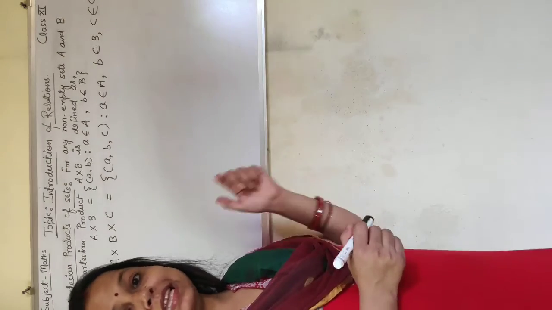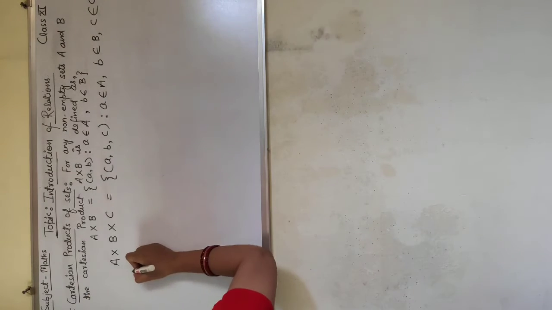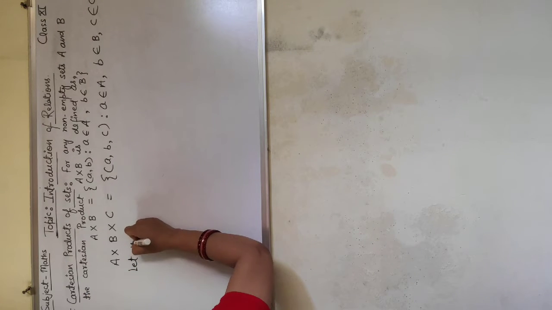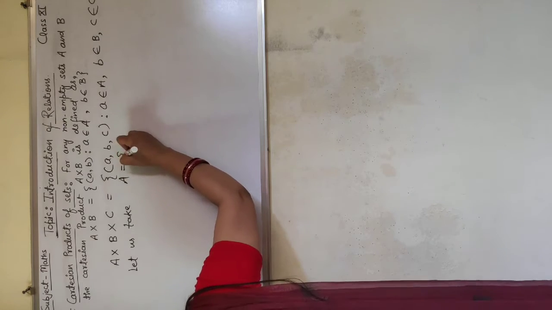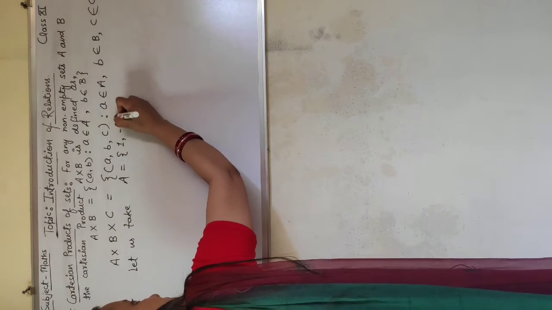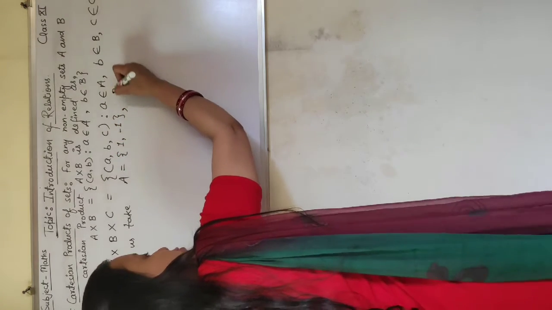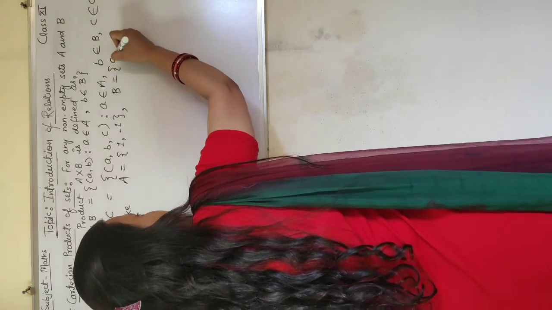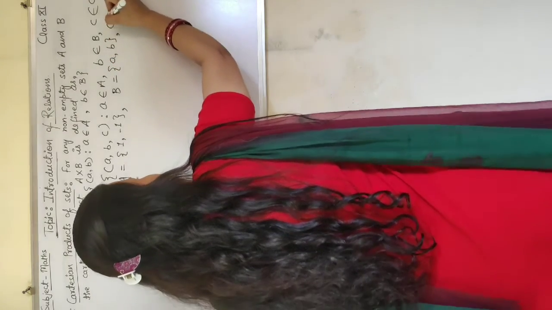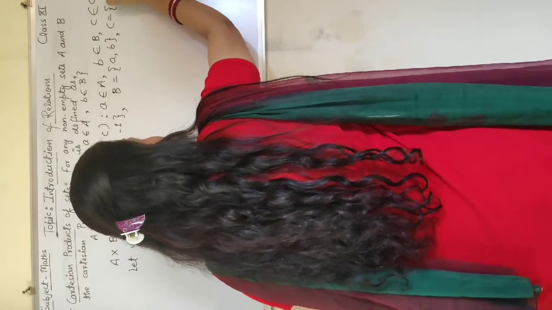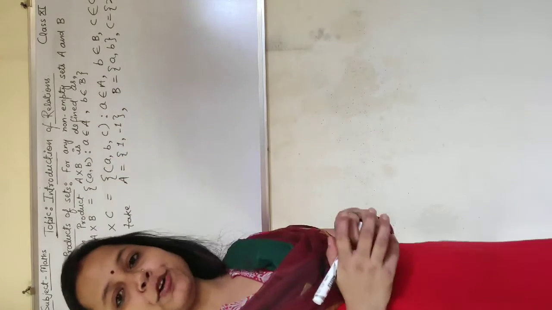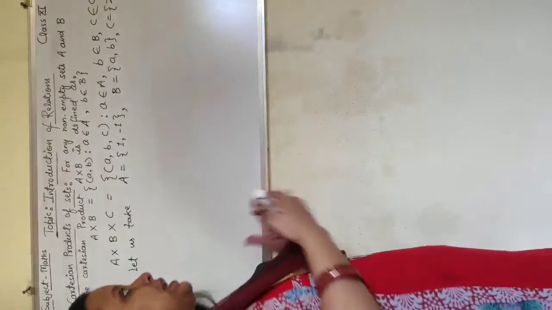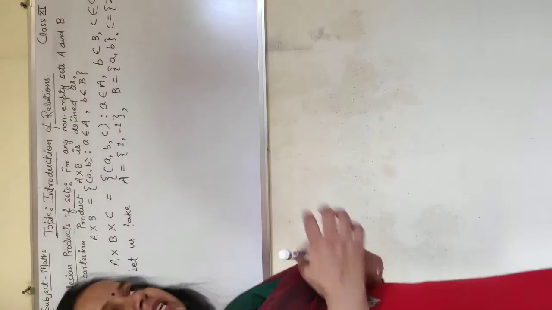Now I would like to give you one more example of the product of three sets. How will we multiply any three given sets? Let us take an example. A is equal to {1, -1}. B is equal to {a, b}. And C is equal to {x, y}. We have taken three different sets here. Now we will multiply A, B and C.